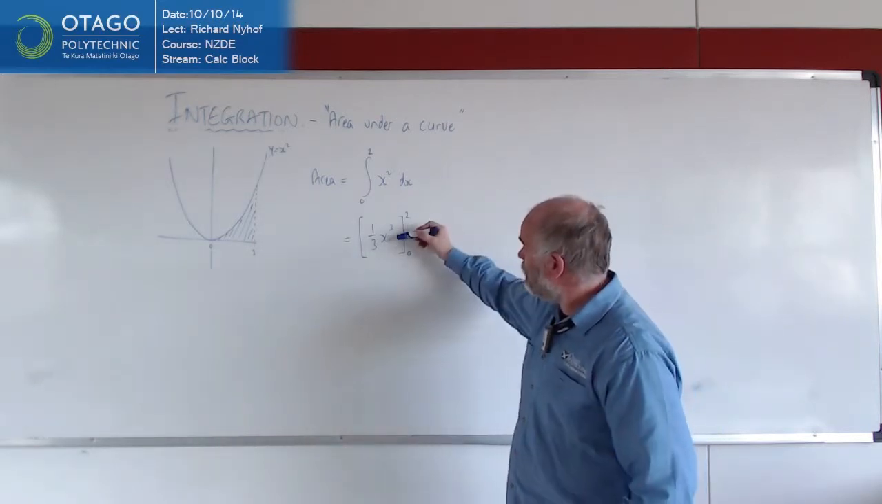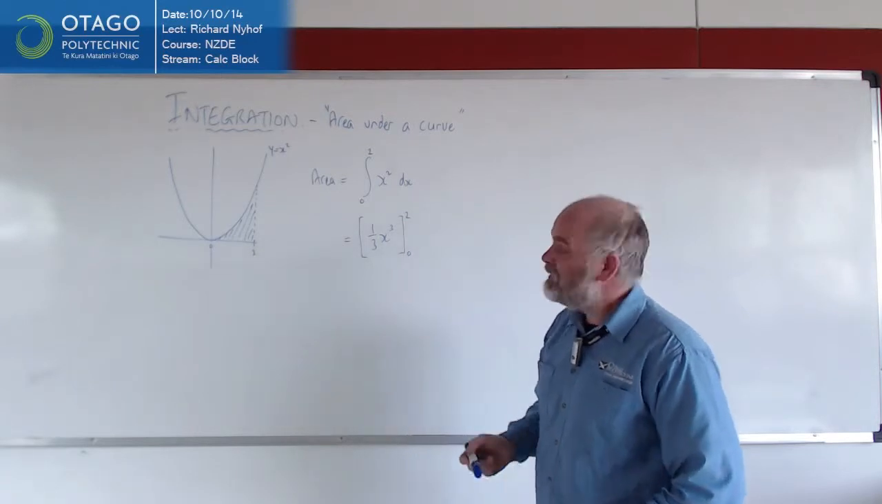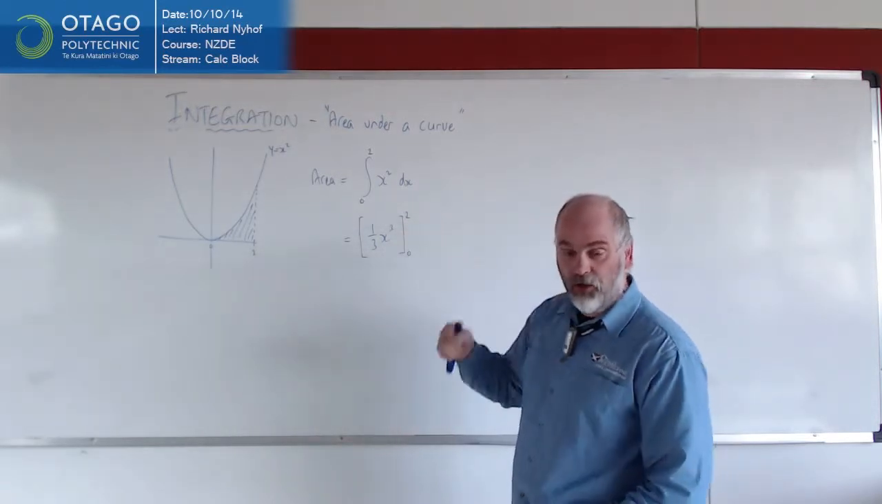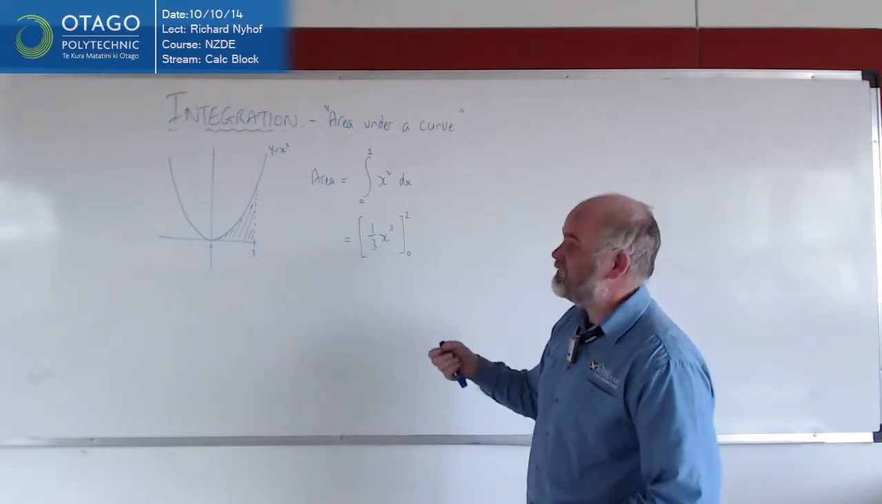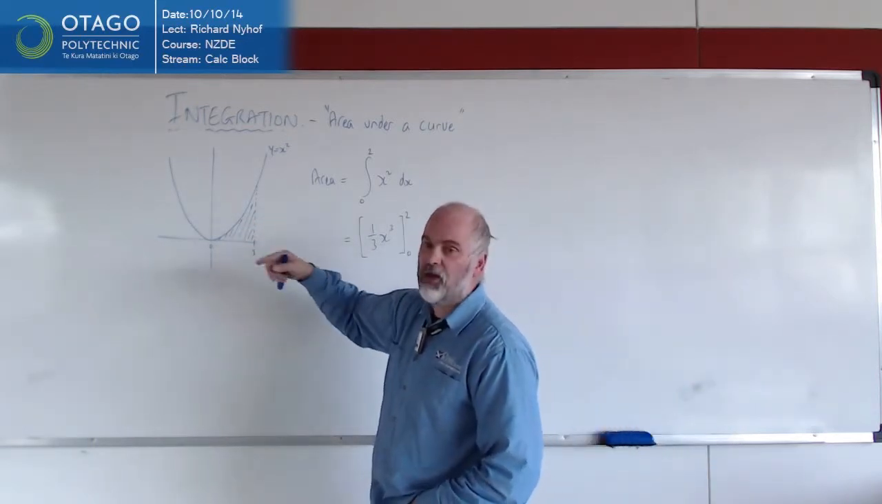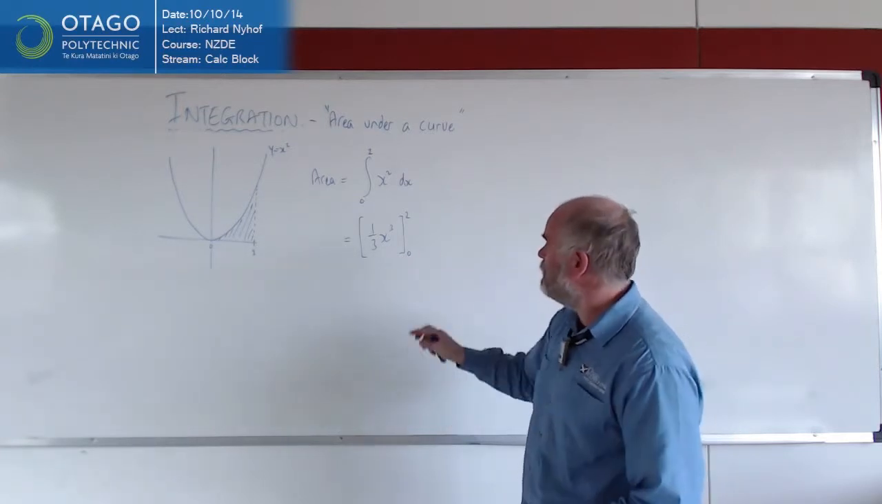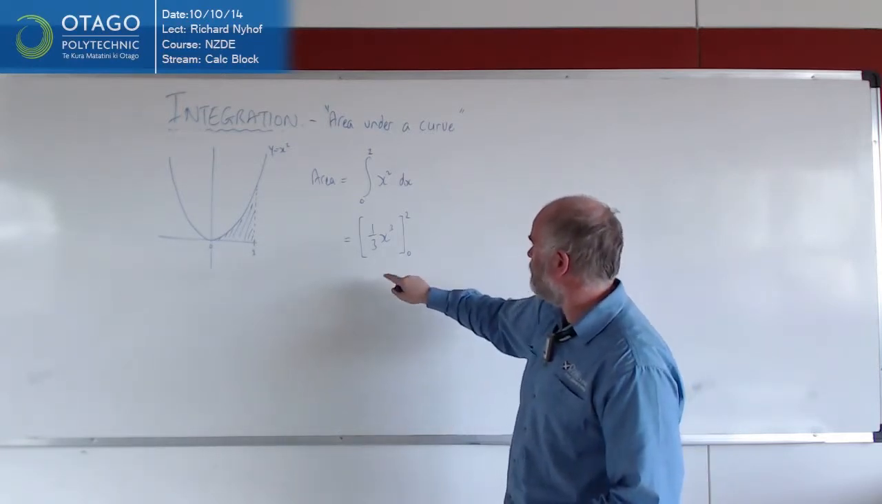Notice also I've dropped the plus c. This is called definite integration, and once you start plugging the numbers in, you don't need to worry about the plus c anymore because you've got the actual definite curve, and you're not worried about whether it's got a constant added onto it or not. So we're good to go without worrying about the constant.